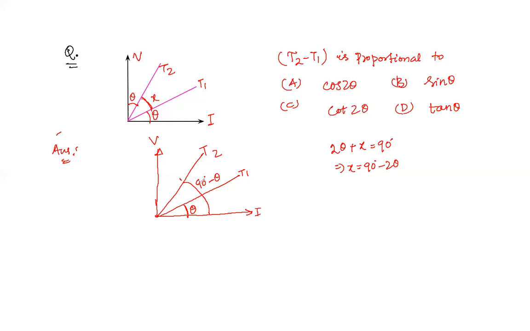x is equal to 90 minus 2 theta. So this is going to be 90 minus theta, right? Because we are finding out x plus theta. So x plus theta is 90 minus 2 theta plus theta. So this is 90 minus theta. So this one is 90 minus theta. Fine. So you know that T2 is greater than T1. As we know, T2 is greater than T1.